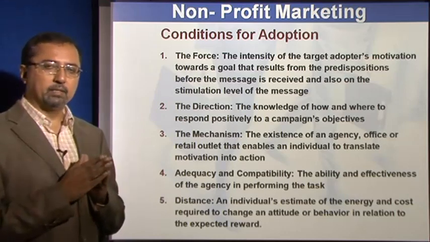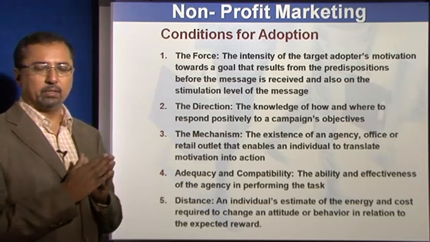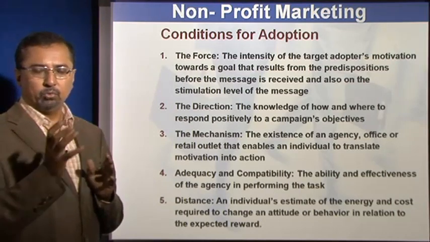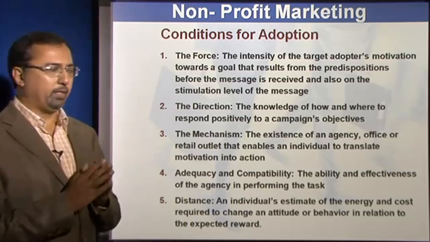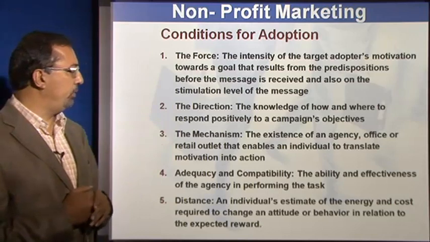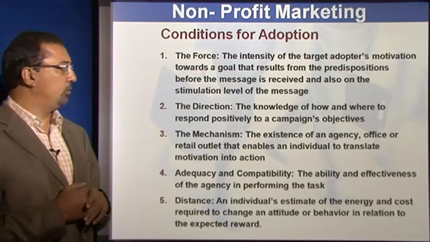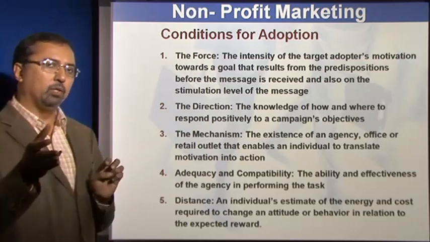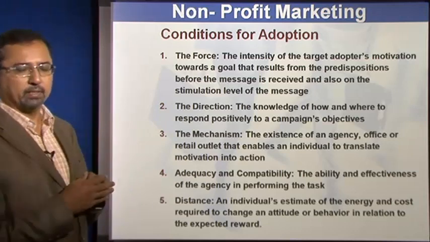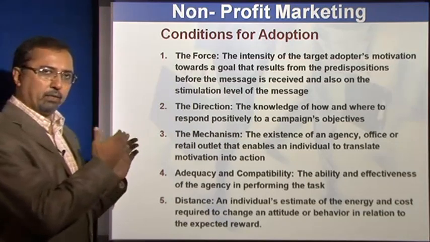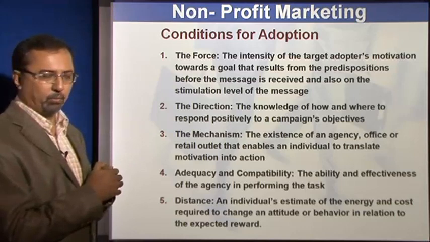We have seen this similar situation when we looked at the communication process, and we've seen who is the sender, what's the message, who's the receiver, and what's the overall context. The second thing is the direction, which is the knowledge of how and where to respond positively to a campaign's objectives. We'll understand this a little bit more as we get into the chapter and look at specific examples that will help us understand these more difficult words more easily.